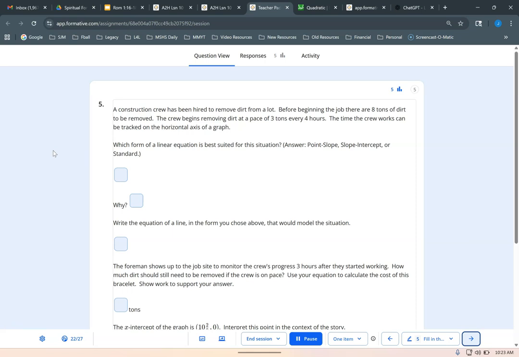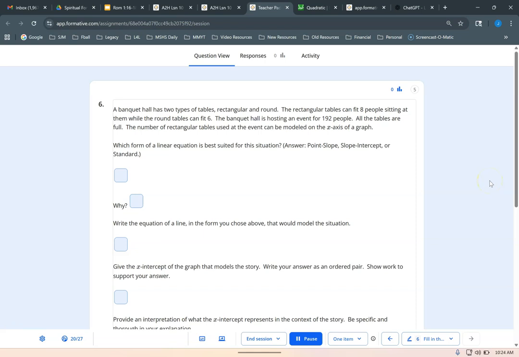Why slope intercept? You have the slope and the y-intercept. What is the y-intercept? Why is that the y-intercept in the context of the story? Because it's before the job is done. So how many hours has the crew worked? Right now, 0. They've worked 0 hours. How much dirt is left? 8 tons. And after they work 4 hours, they will have removed what? 3 tons. See what I'm doing? So that one's going to be slope intercept form. I'll let you figure out what the slope is for that one.